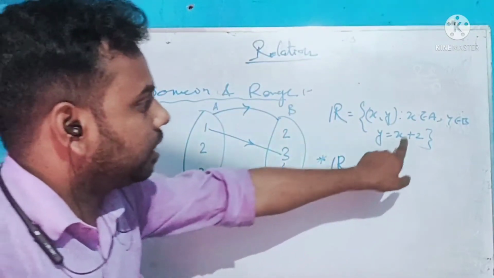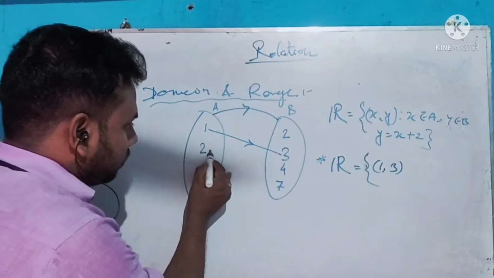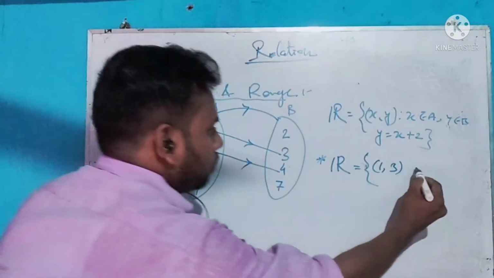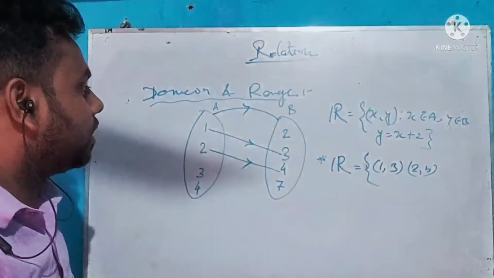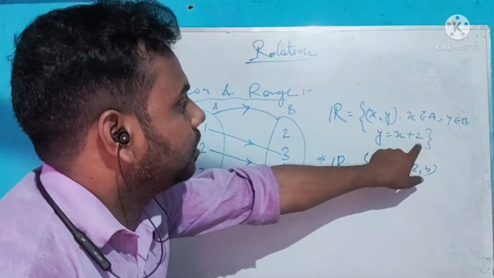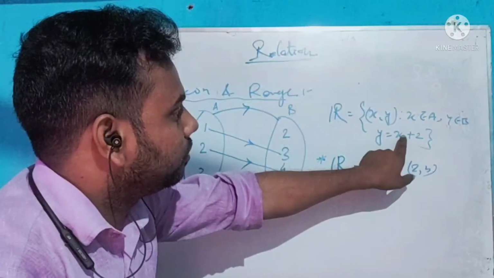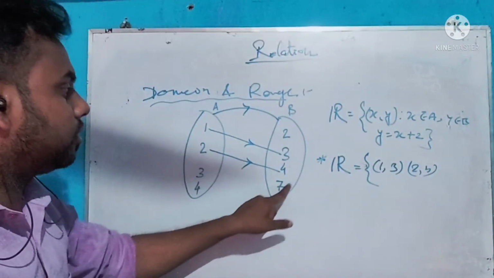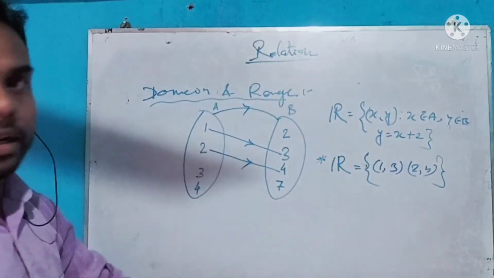Okay, next we put 2. So 2 + 2 = 4. So 2 is related with 4, and (2, 4) is also a point of relation R. Next we put 3. If we put 3, then 3 + 2 is 5, but 5 is not there. Similarly, if we put 4, then 4 + 2 is 6, and 6 is also not there. So these two are the elements of set R.